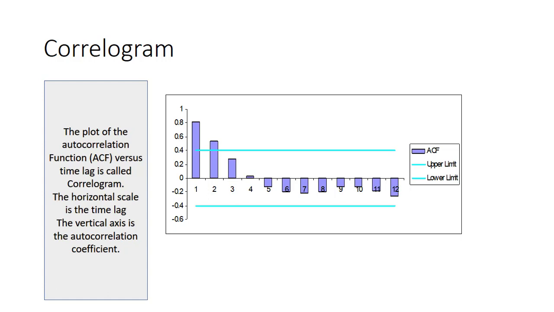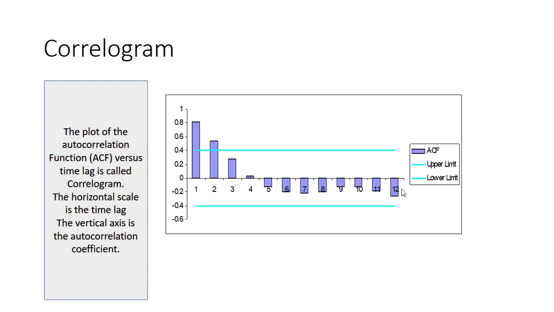The plot of autocorrelation functions, or the autocorrelation coefficients versus time lag, is called a correlogram. As you see here, the horizontal axis is the time lag. So when it says 1 here, it's Yt minus 1. And this bar shows the correlation between Yt and Yt minus 1. The second bar shows the correlation between Yt and Yt minus 2. So you continue like that until lag 12. Here we see an example of a correlogram that contains autocorrelations until lag 12.